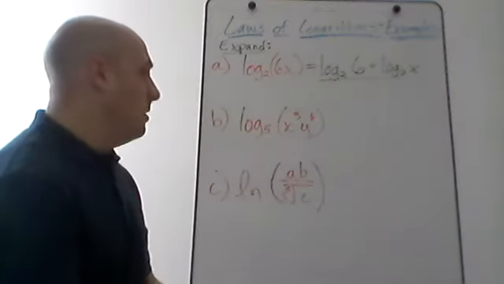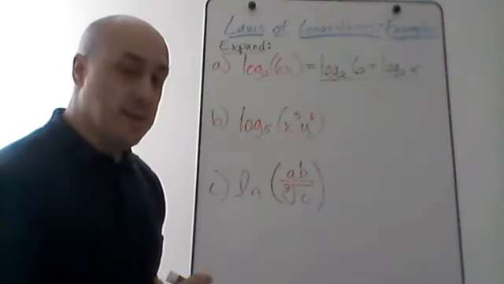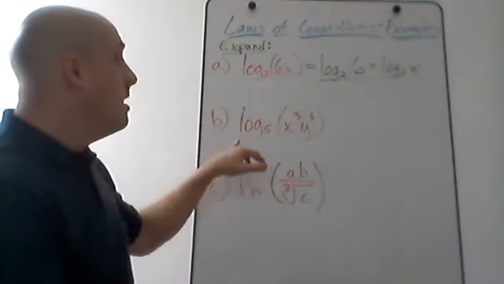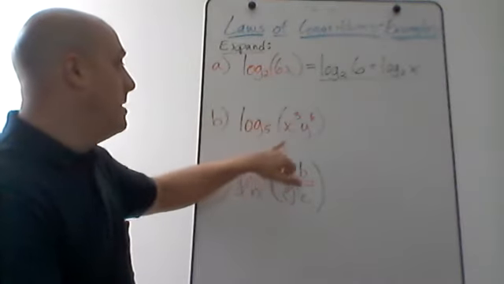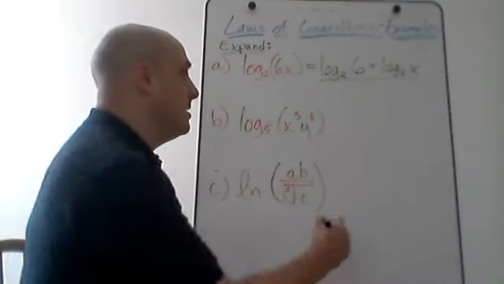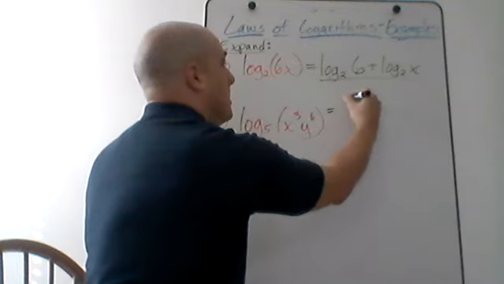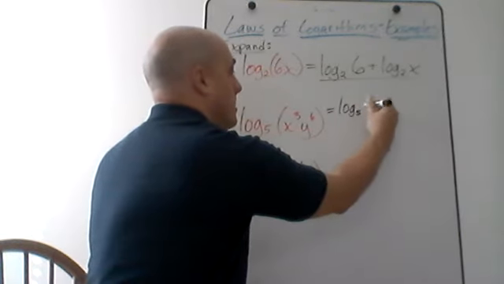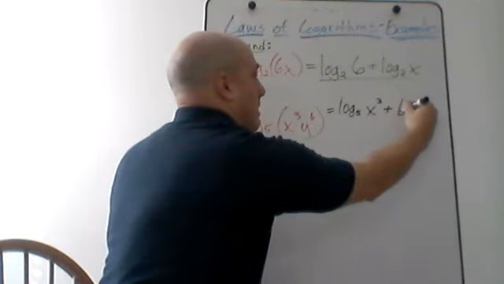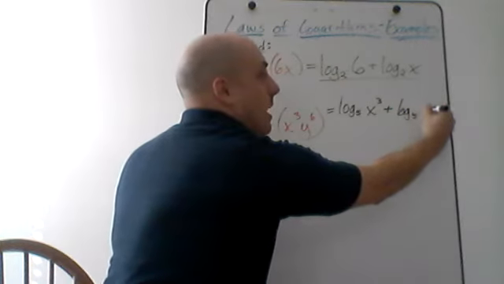The second example, log base 5 of x to the third y to the sixth. Well, this one's going to involve a couple of those laws of logarithms. The first one, though, just like example A up here, I have multiplication. I have x to the third power times y to the sixth power. So the first thing I'm going to do here is separate this into addition. So it's going to be log base 5 of x to the third plus log base 5 of y to the sixth power.